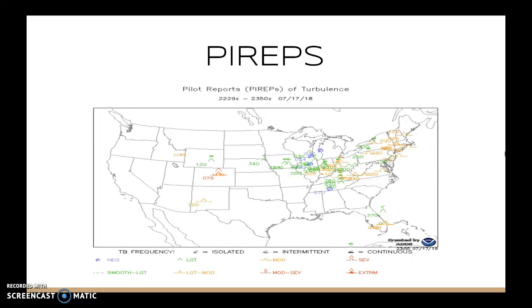Here are the PIREPs. Blue symbols indicate that there is no turbulence, green are indicating light turbulence, orange are moderate, and red is severe. PIREPs are pilot reports of what type of hazards they may or may not be experiencing during flight, as a heads up to other pilots.